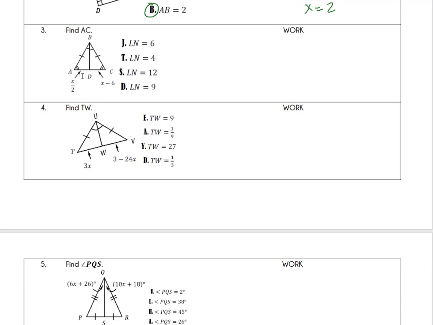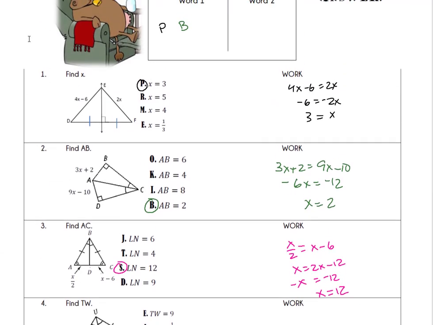Here, another perpendicular bisector. This segment's bisected at the bottom, so we can set those equal to each other. And we have x over 2 is equal to x minus 6. Multiply both sides by 2. X is equal to 2x minus 12. Take away x from both sides. Take away 2x from both sides. Minus x is minus 12. X is 12. So we get an S for our box.